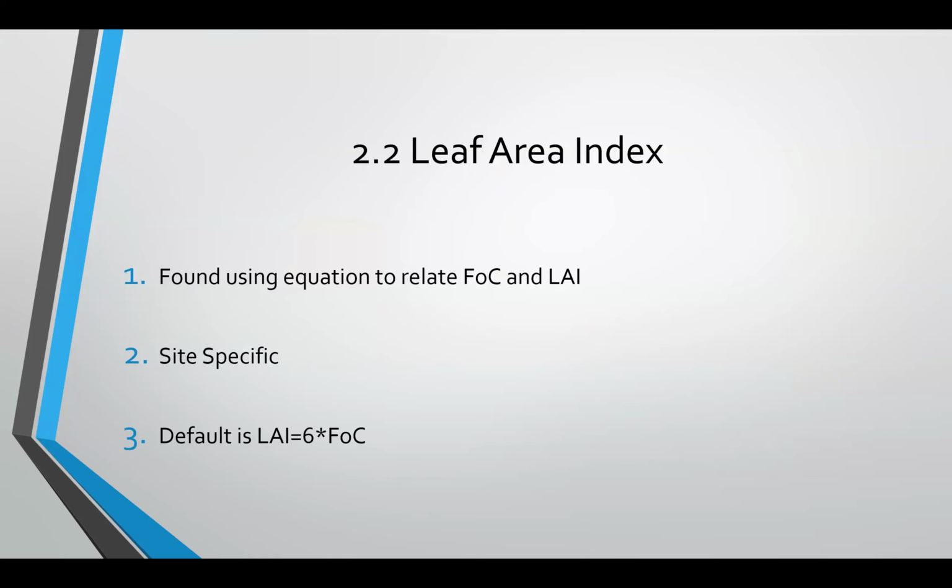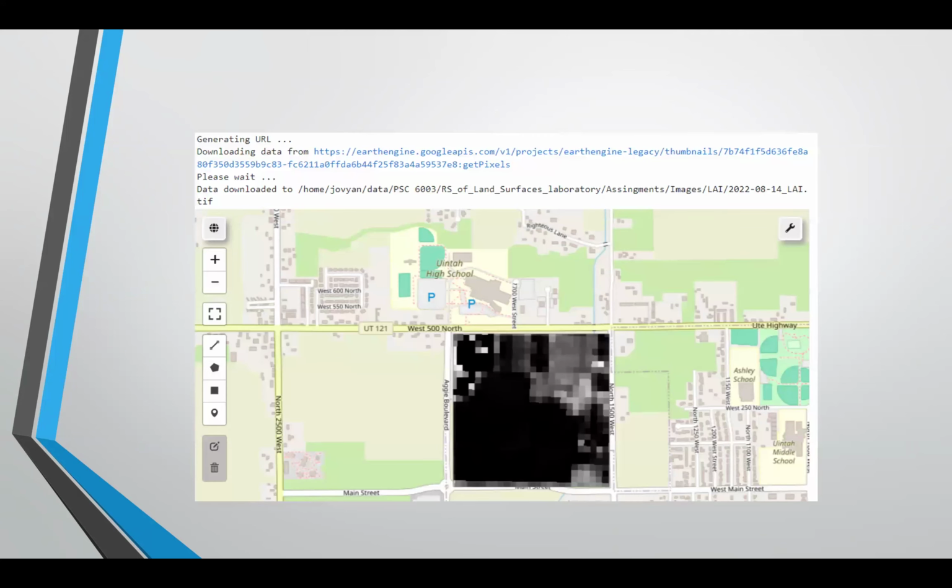The next biophysical property was leaf area index. Through my research, I had a site-specific equation that related fraction of cover and LAI. To use this, you would need something similar to calculate LAI, or another way to calculate LAI. The default that I put in was LAI equals 6 times the fraction of cover, but that can be changed super easily. I tried to make the code very versatile.